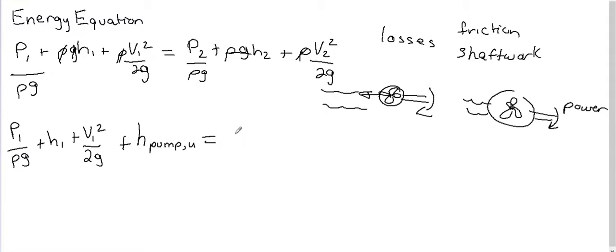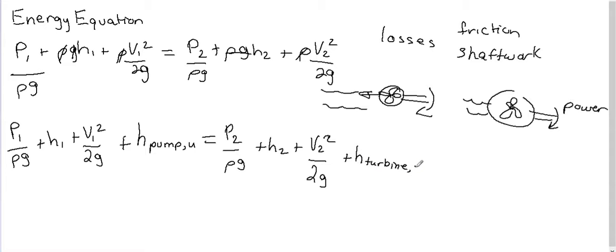And that's going to be equal to P2 divided by rho g plus H2 plus V2 squared divided by 2g, and then on this side of the equal sign we're going to have plus the head of the turbine, the useful head of the turbine extracted, so it actually comes out of the turbine, plus any head loss, so that's capital L here, and that is head loss.